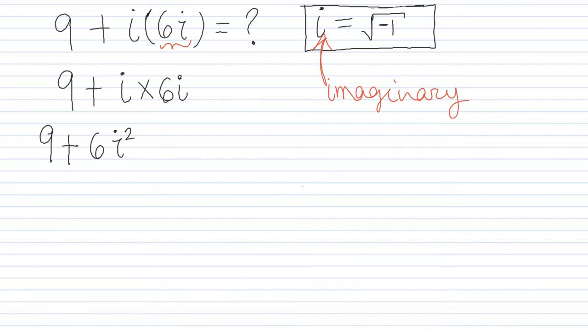Because if they don't put it there, some students unfortunately might assume that i is simply a variable, and they'll be like, oh, this is the answer. But that's not the answer, because i is an imaginary number equal to the square root of negative 1.